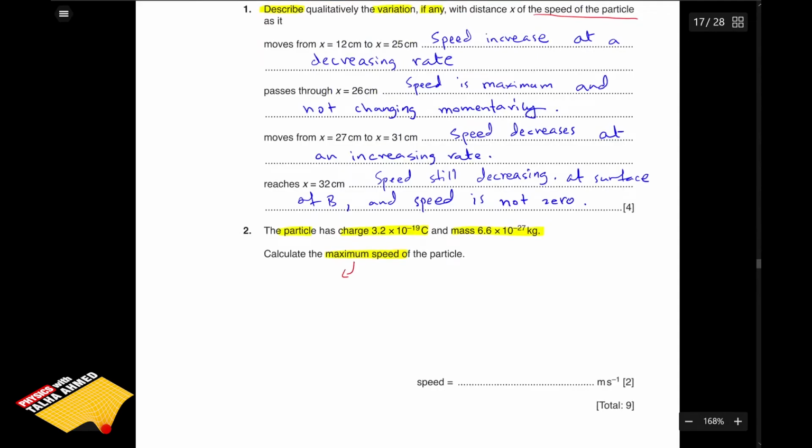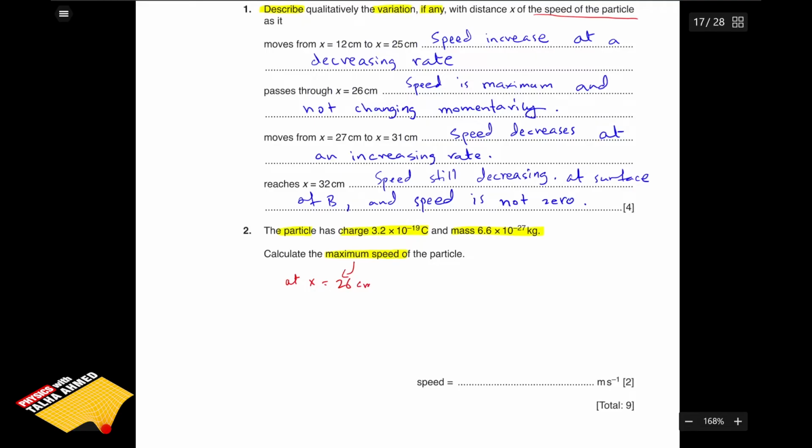Notice what did we write down in the previous answer? Where was the speed of the particle maximum? Well, it was at x equals 26. So it's the energy conversion between the surface of sphere A and then x equals 26 centimeters, where the speed of the particle was increasing. And at x equals 26, the speed is going to be maximum.